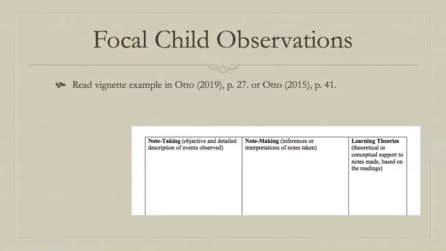So when you read the vignette, the whole explanation of what is happening could go under your note-taking column. And we're using the same form for observations that we've been using all along, with the 3 columns of note-taking, note-making, and learning theories. And so the vignette that you're looking at, you would probably write it as is in the note-taking column because it's an objective and detailed description of the events that occurred. So the vignette itself would go in the first column, the note-taking column.